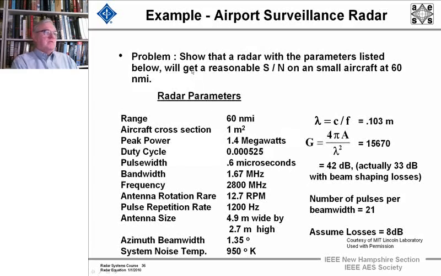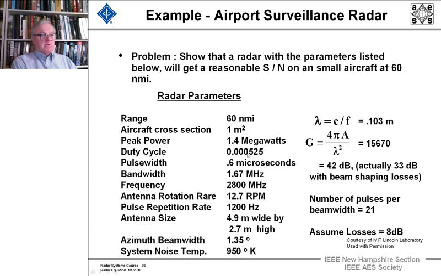Now, let's look at this example in the form of a problem. We want to show that a radar with these parameters below gets a reasonable signal-to-noise ratio on a small aircraft at 60 nautical miles. Small aircraft being a single-engine, two-seater Piper Cherokee that's about 1 meter square in cross-section. And the range is going to be 60 nautical miles. The peak power of these radars tends to be 1.5 megawatts. We're going to take 1.4 megawatts.